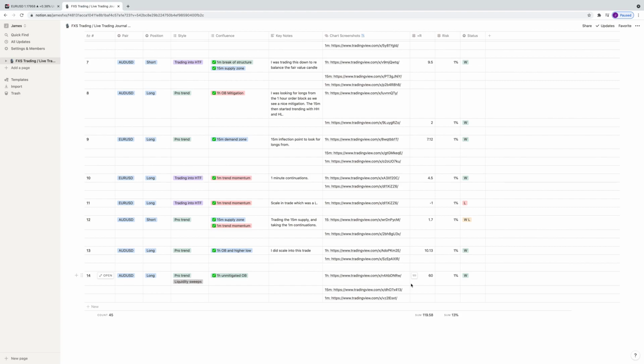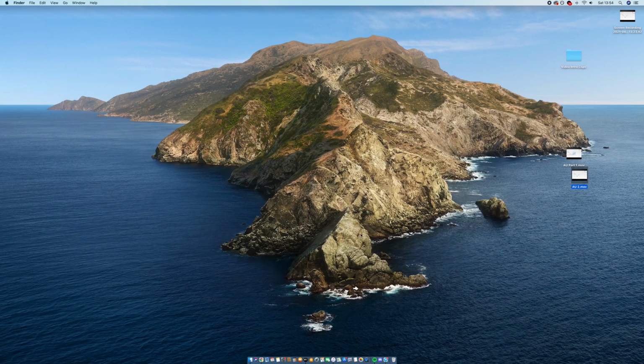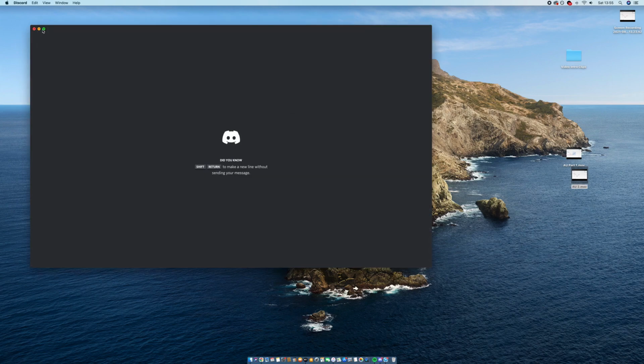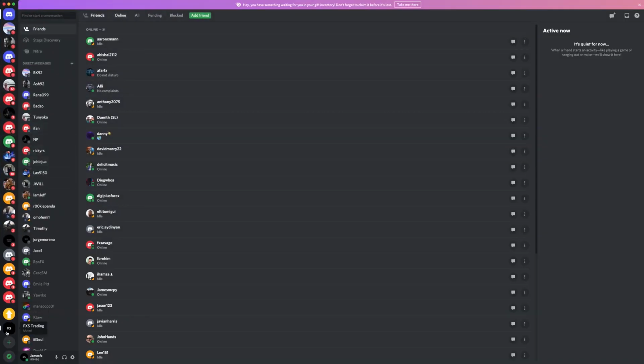And the trade on AU from yesterday, which I'll go through, and what I also put into Discord, so we can have a look at that now. So I'm just going to open up Discord quickly, and we can go to, where is it?